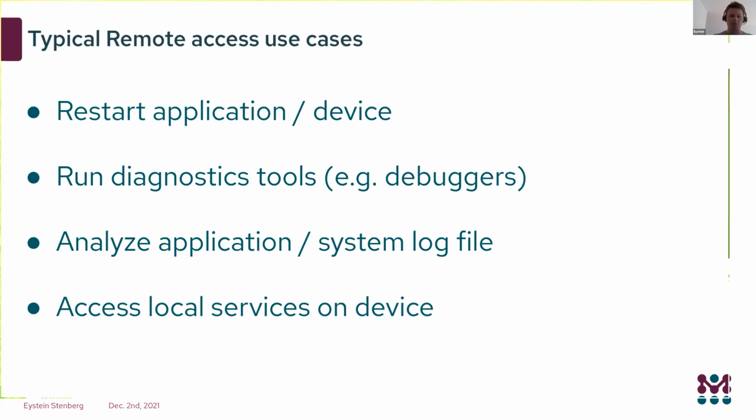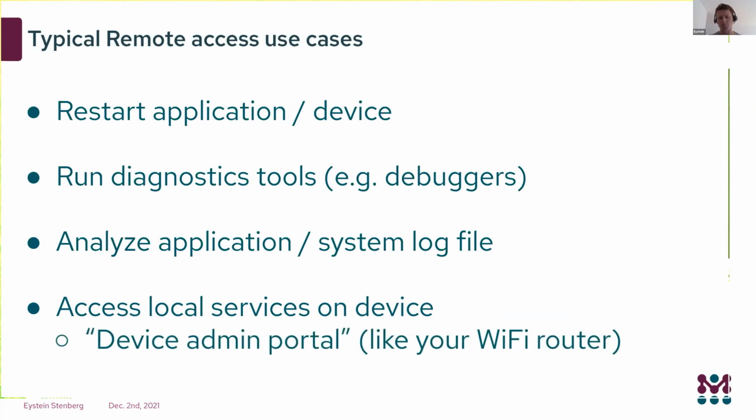And maybe you also need to access some local services on the device. This could be an admin portal. If you have a Wi-Fi router, which I think most of you have, and you try to log into the local IP of it, you will get this kind of portal. And we've seen that quite a bit also in IoT, especially consumer devices, that there is some portal that the end user can use. And using remote access, you can also log into that, even though it's only locally accessible.